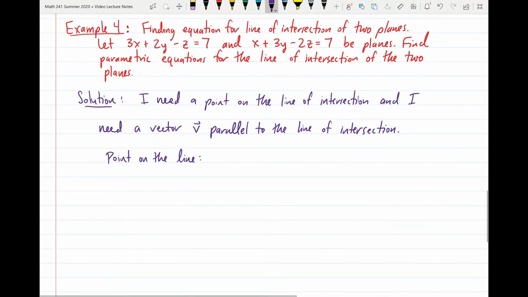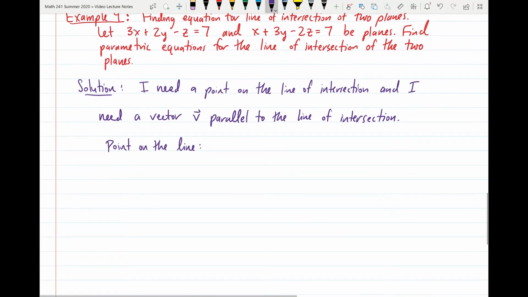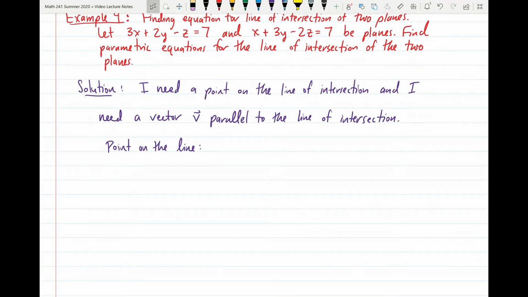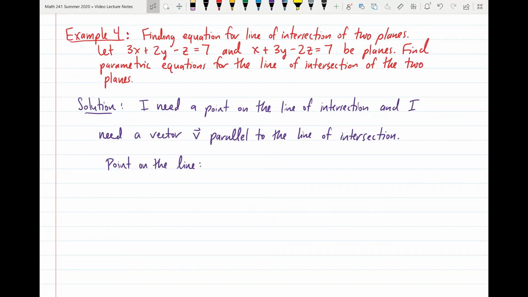Well, a point that's on the line of intersection is just going to be a point that satisfies both the equation for plane 1 as well as the equation for plane 2. So we need to find a point that satisfies both equations. Immediately, if I just start thinking of what point is going to both satisfy 3x plus 2y minus z equals 7 and x plus 3y minus 2z equals 7, that's a little bit tough maybe to come up with a point right away. I think if you think about it long enough, you can probably find one without too much trouble.